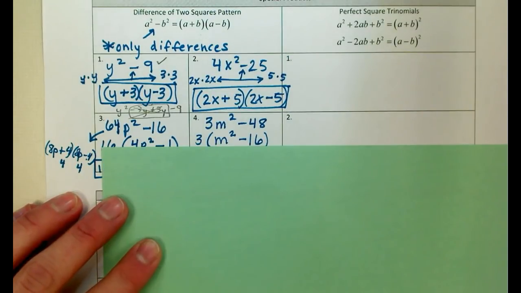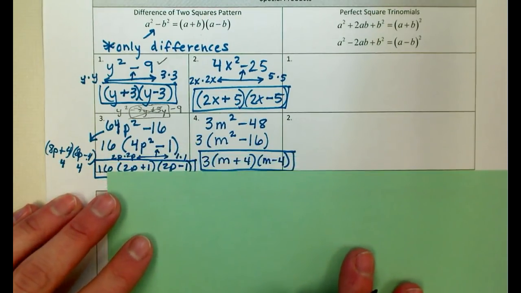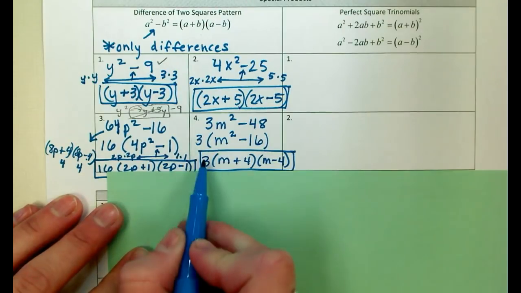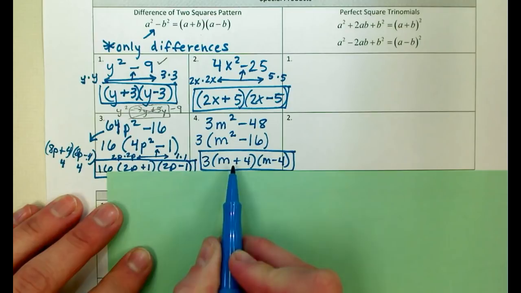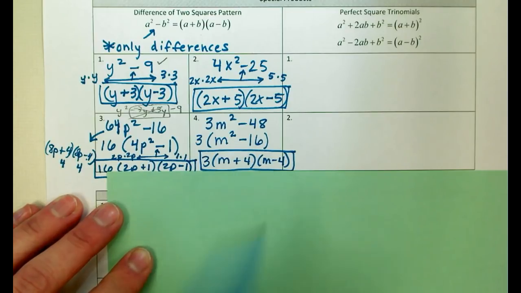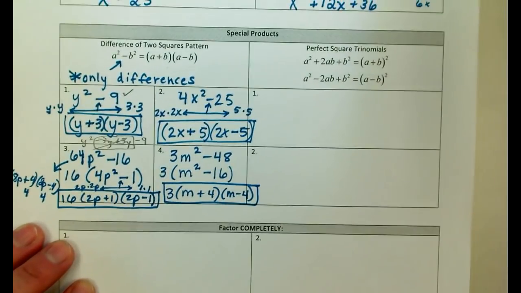All right, m squared minus 16 factors to m plus 4 times m minus 4. The 3 still sits on the outside, and you can have these in different orders. The plus does not have to go first. Remember, multiplication is commutative.